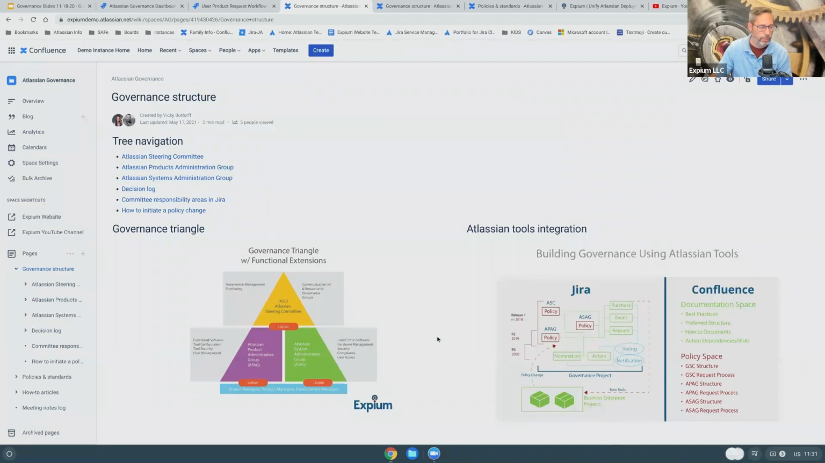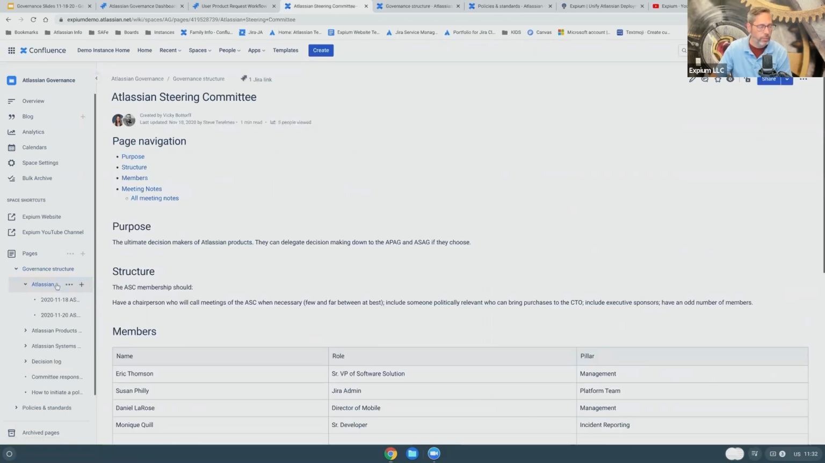Let me show you a little bit more about how this structure can break out into this open visibility concept that we want. So here's our governance structure. People can see very clearly how that's done for the different tools. There's some diagrams that help people understand at a 10,000 foot level how things work. But there's also going to be the different groups. Here's our Atlassian steering committee. Here are the purpose, the structure, the members, the meetings around the Atlassian steering committee.